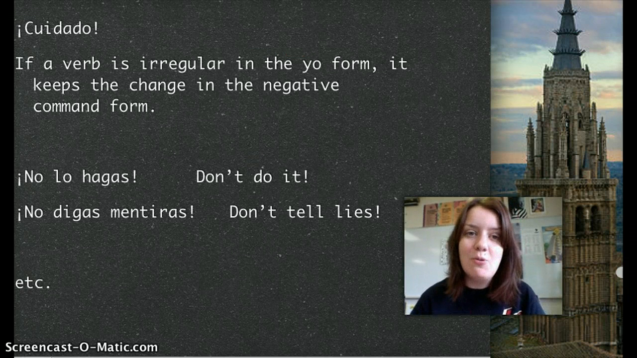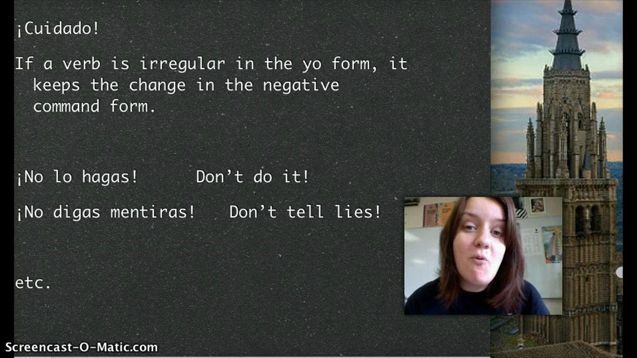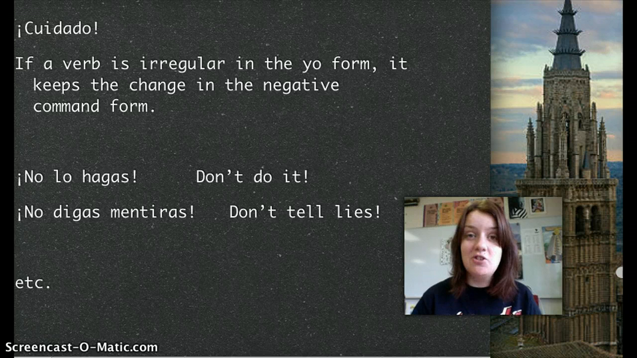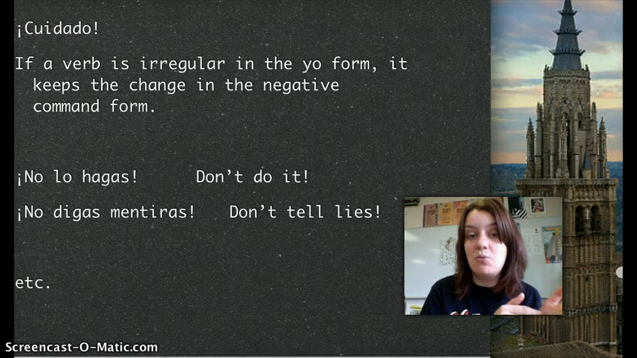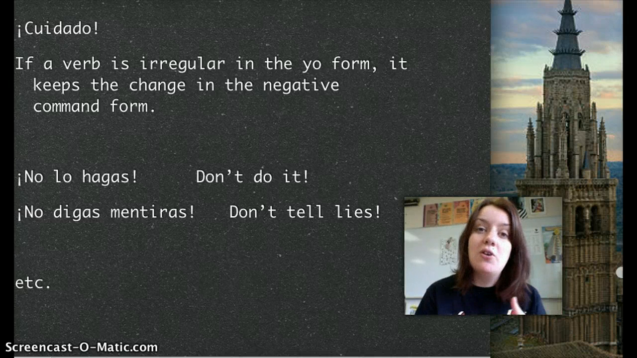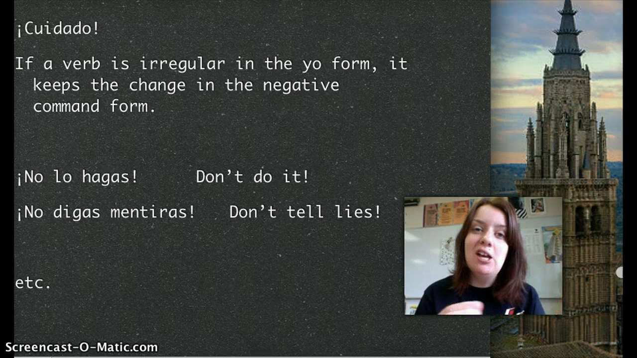Careful, cuidado. If a verb is irregular in the yo form, it keeps the change in the negative command form. So this doesn't mean that it's irregular as a command, it just means you have to follow the steps. Go to the yo, drop the o, the opposite. So if you have an irregularity in the yo form, like tener, which goes to tengo, and you drop the o, you still get teng, and you still have the g. So you'd have to go to no tengas, okay?